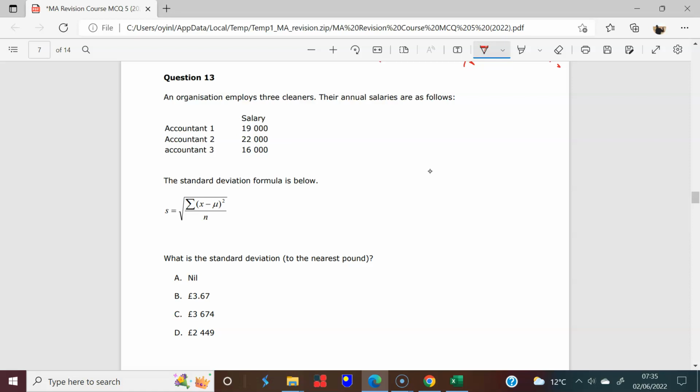So the first thing to do here is to find the mean. Find the mean. And then the mean, of course, is 19 plus 22 plus 16 over 3.